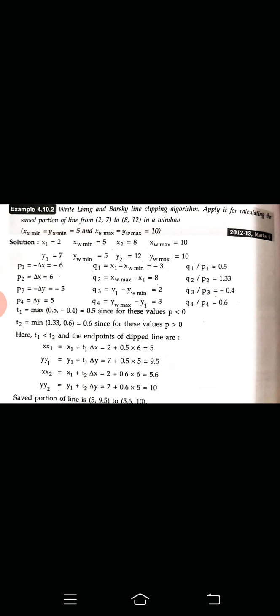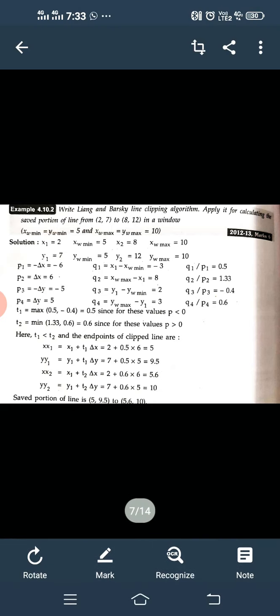Here is a question. Apply it for calculating the saved portion of the line from (2,7) to (8,12) in our window. The size of the window is mentioned here. XW min is equal to YW min, both of these values are equal to 5, and XW max and YW max, both of these values are equal to 10. So let's write down the values: x1 is equal to 2, y1 is equal to 7, x2 is 8, and y2 is 12. The rest of the values are written on this page.